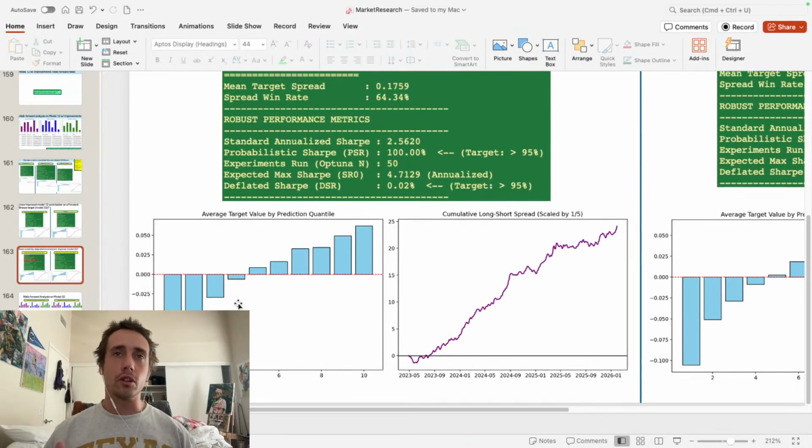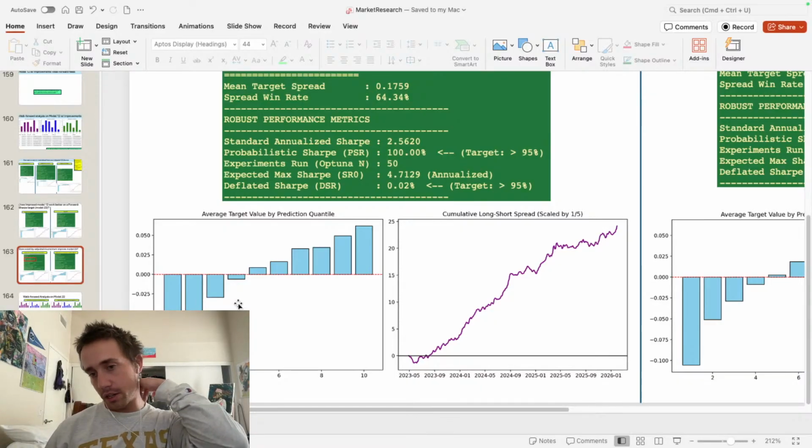Furthermore, this is for a single model, trained from 2011 through about 2019, tested from 2019 to 2022. Validated from 19 to 2022.